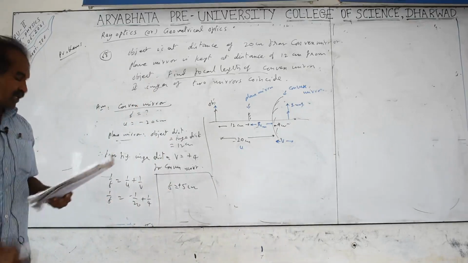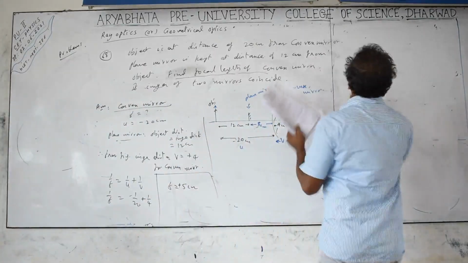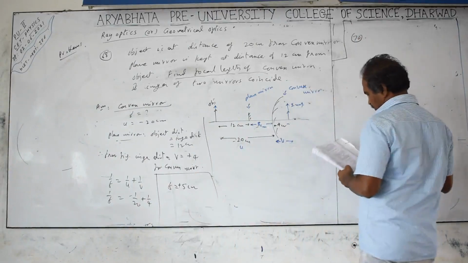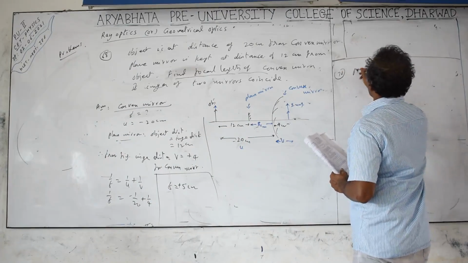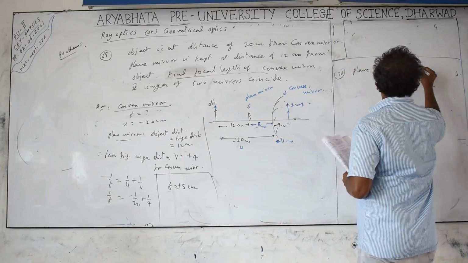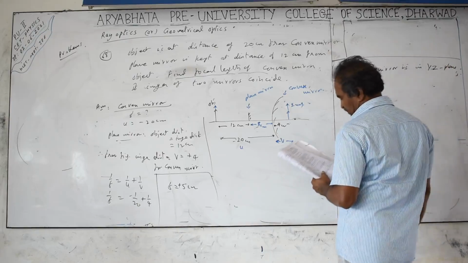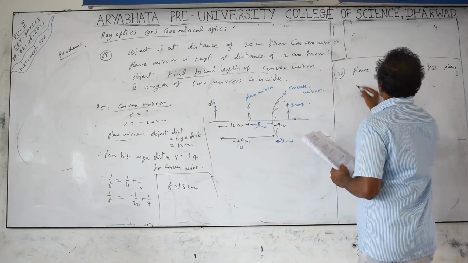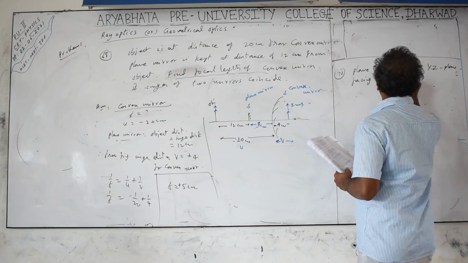Next question is the 70th question. Plane mirror is placed in the YZ plane. Write it here. Plane mirror is in the YZ plane. Plane mirror in the YZ plane is facing towards the negative x-axis. Facing minus x-axis.